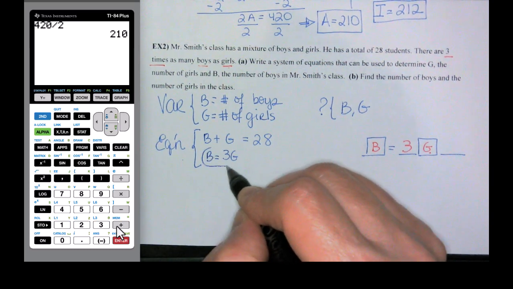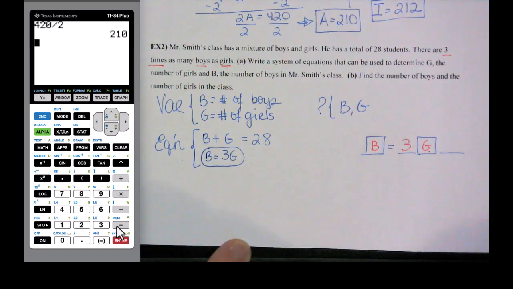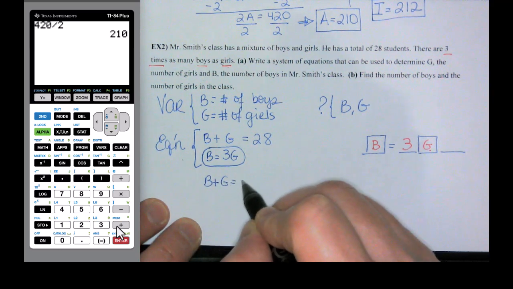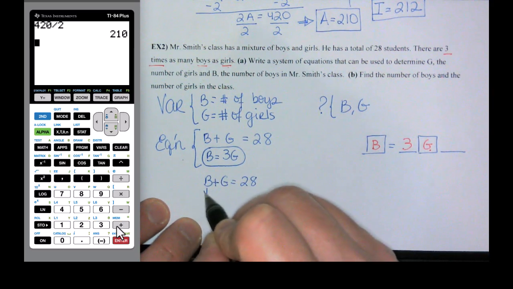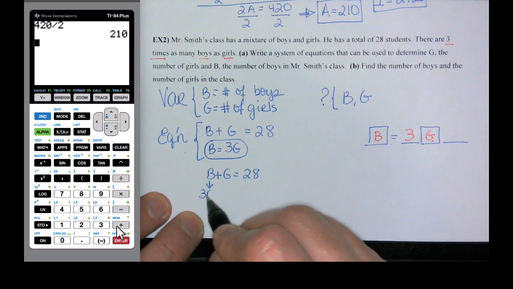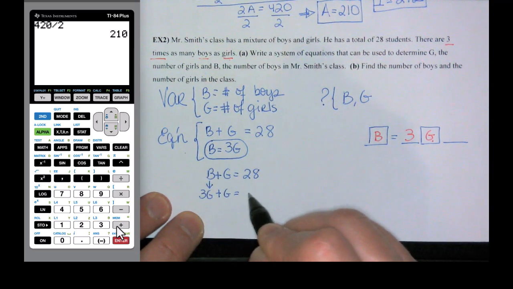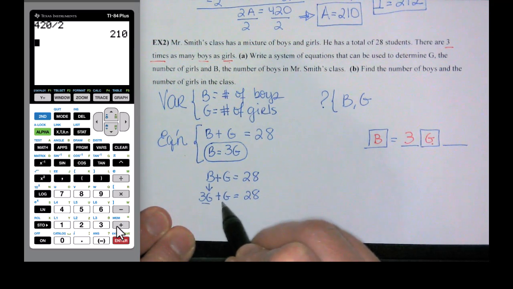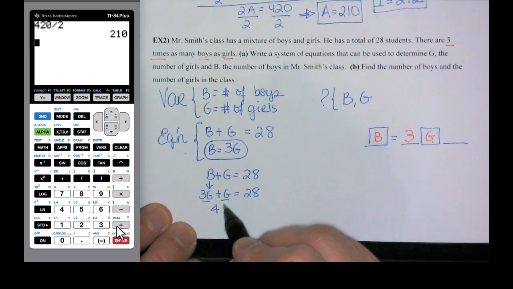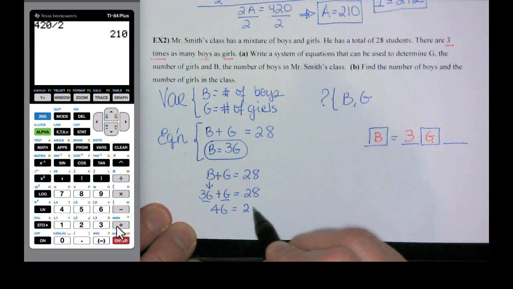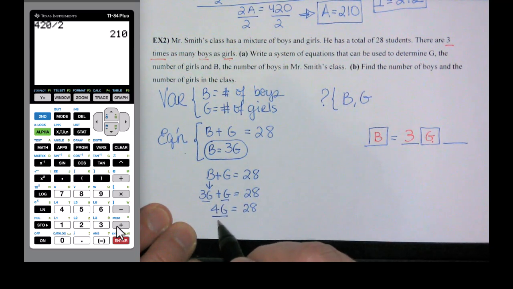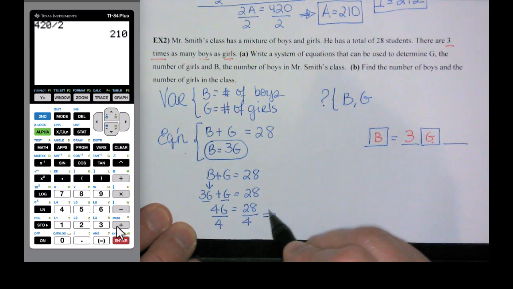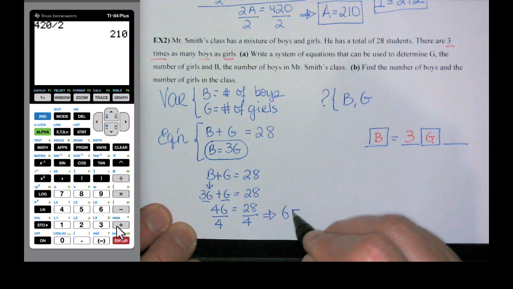So there's my 2 equations, and I notice the second one has the B alone. So that means on my first equation I copy, and I replace B with 3G. And if I add both sides, if I add these 2, I get 4G equals 28. And we divide both sides by 4. We get the number of girls to be equals 7.